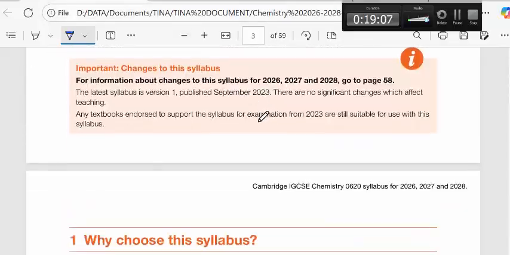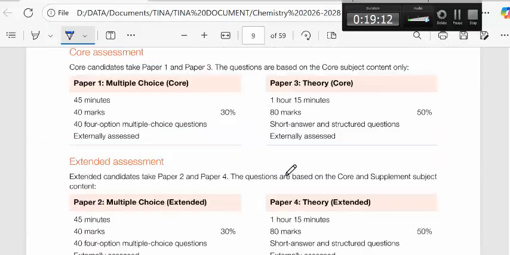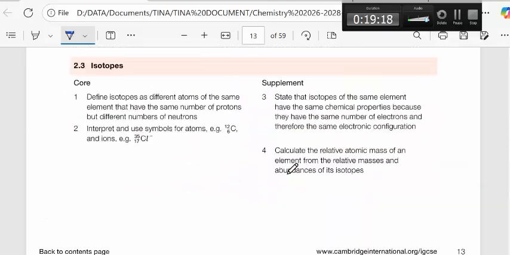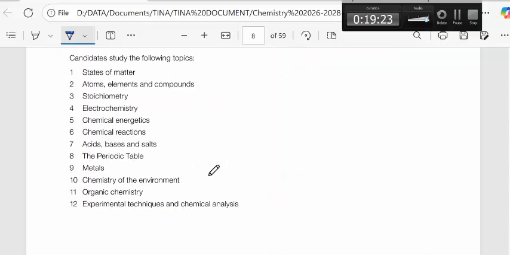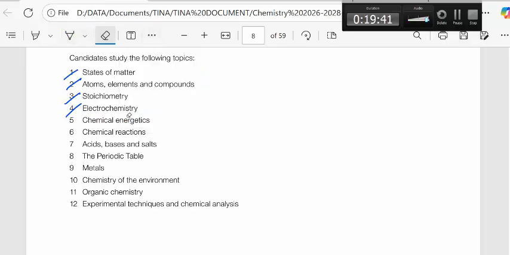So this is your syllabus. You are taking the exam in 2026 next year. So the topics that you have done, 1, 2, 3, 4. Oh, we have done until electrochemistry. No, we have done 5 also. Energy in, energy out. I did already, right? The one, the bond energy.